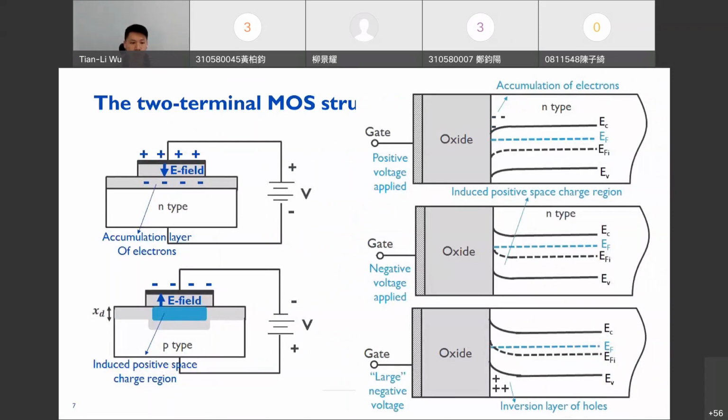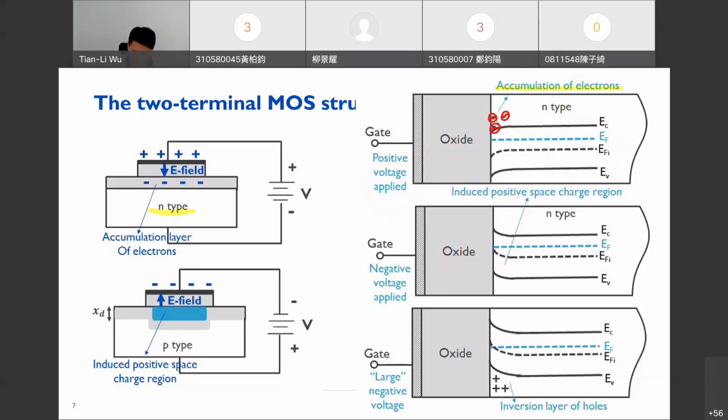So the two terminals of the MOS structure can also be drawn, like we have been drawing previously, and this is the schematic. A nice figure to illustrate the case, and this is the case, for example, under the n-type semiconductor. In the case of n-type semiconductor, it is completely the opposite direction compared to the p-type semiconductor. So we apply the positive voltage, and then we start to accumulate the electrons here. So we have an accumulation of the electrons.